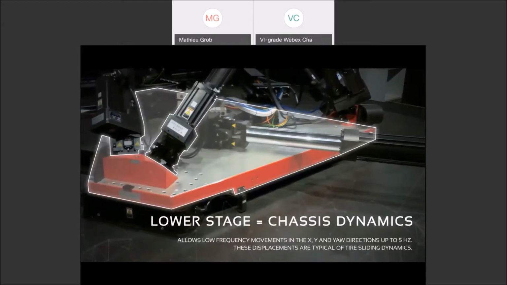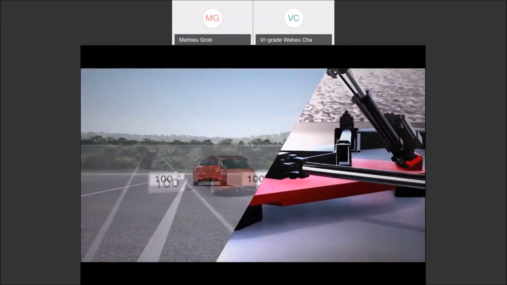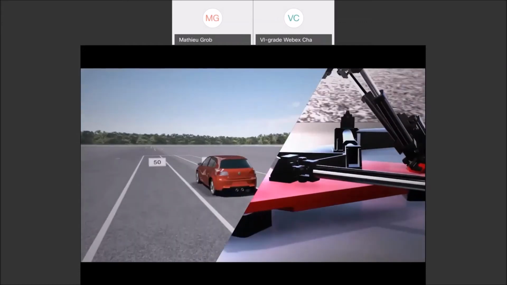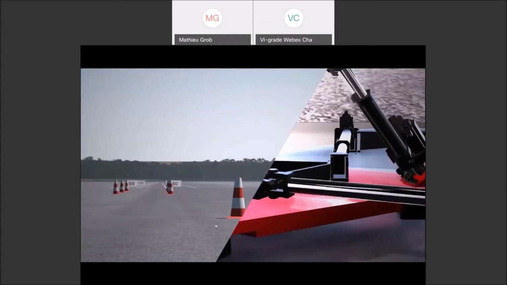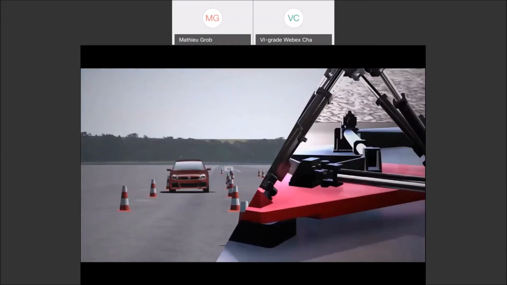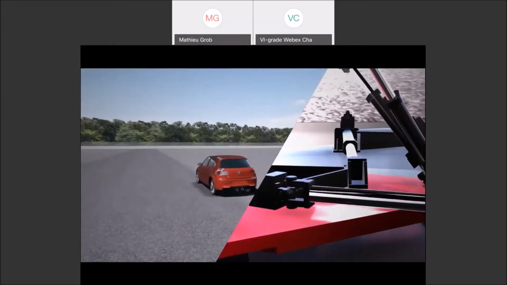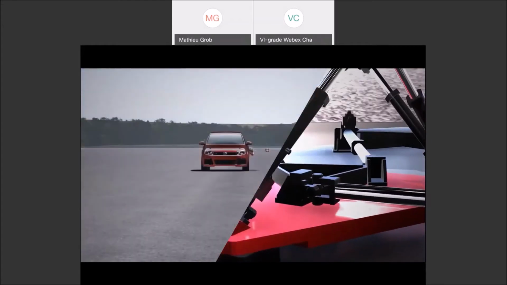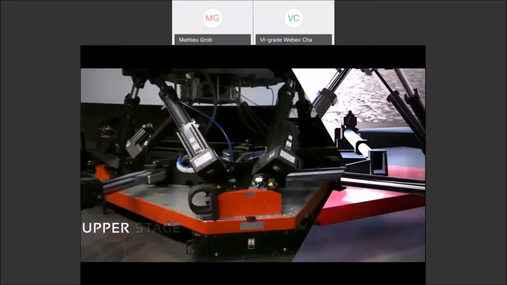So the lower stage is built for chassis dynamics, because you have a low dynamics movement possible with this, and it's X, Y, and yaw driven up to 5 Hertz. You can see on this little video that it gives feedback of lateral acceleration and longitudinal acceleration, both on gas or on brake feeling, and is really dedicated to low dynamic maneuvers.